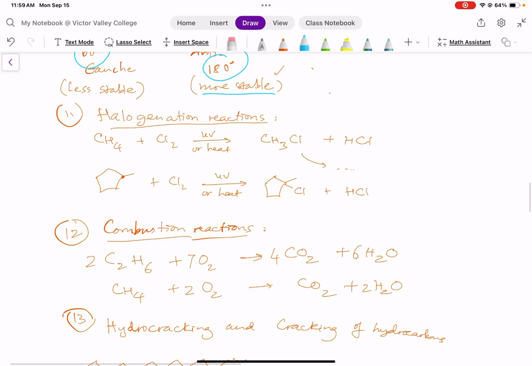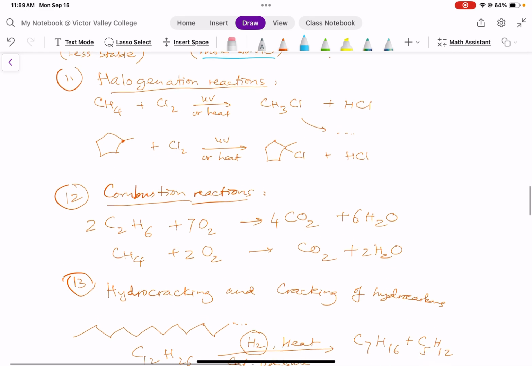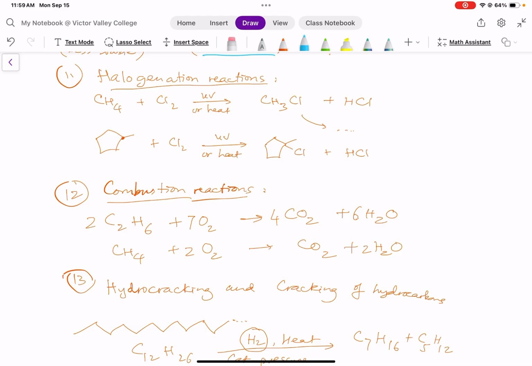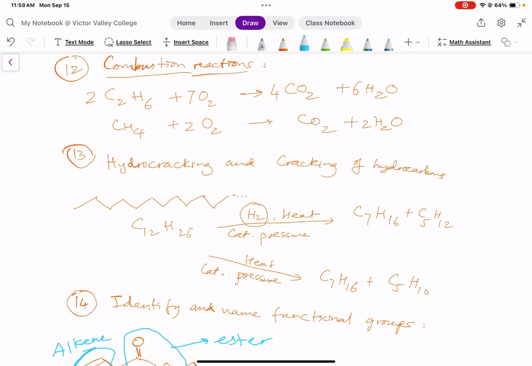Reactions, you can see, are very straightforward. We got halogenation reactions, combustion reactions. I gave you guys a couple examples of each. Okay, take notes. Cracking with hydrogen and without hydrogen. You can see with hydrogen, we start out with alkane and end up with both alkanes. But if we don't have hydrogen, then we're going to end up with one alkene and the other one still an alkane.